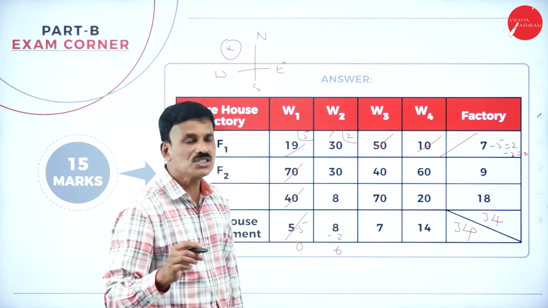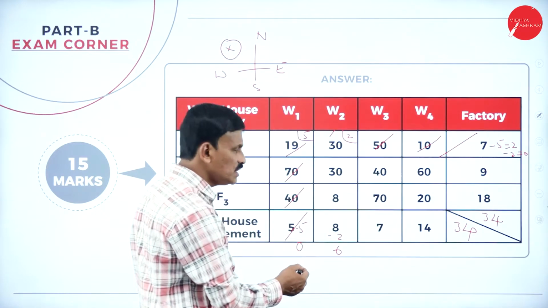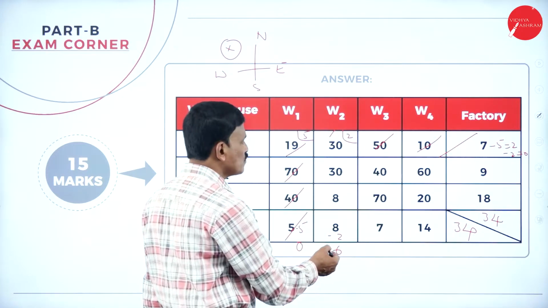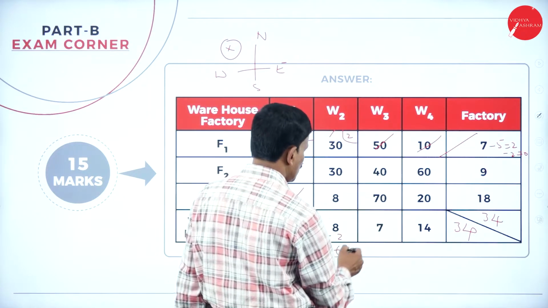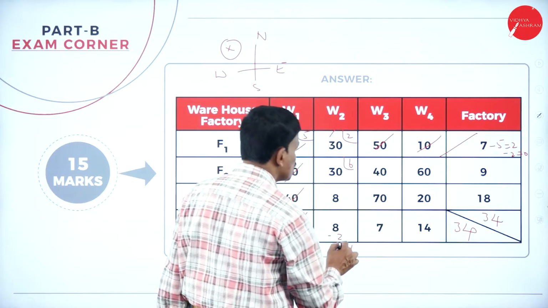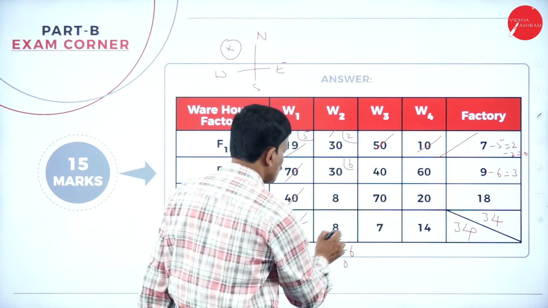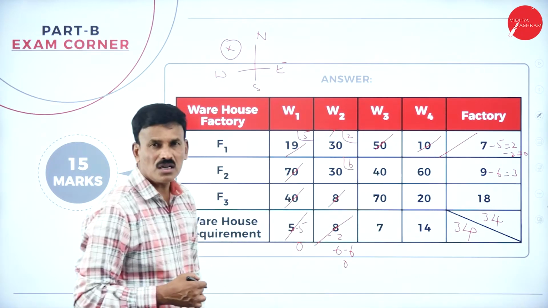Now find the next northwest element. The northwest element is 30. In 30, identify the least value of supply and demand. This 6 is the least value. You can allocate 6 here. 6 minus 6 is 0 and 9 minus 6 is equal to 3. Once this becomes 0, you can cancel this column also.